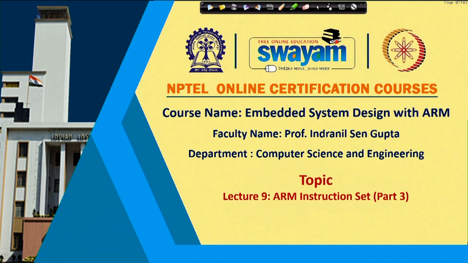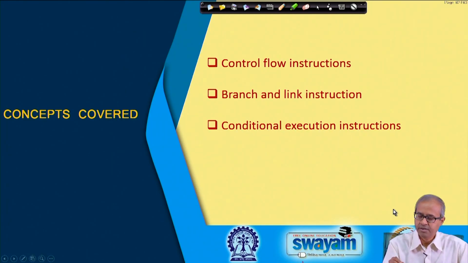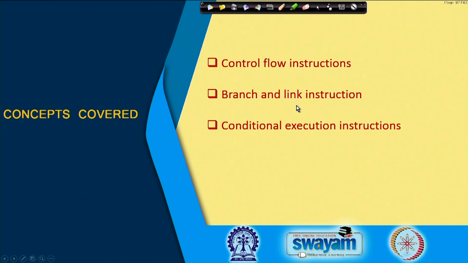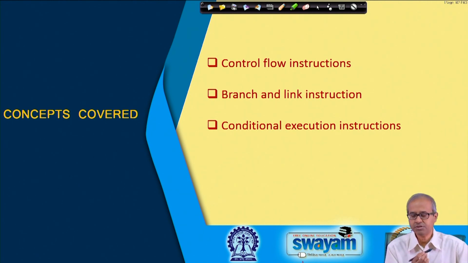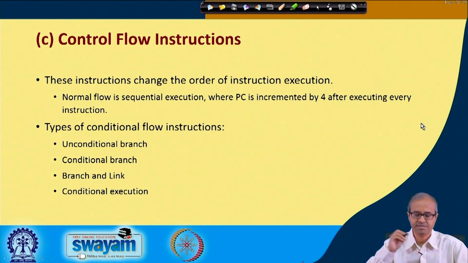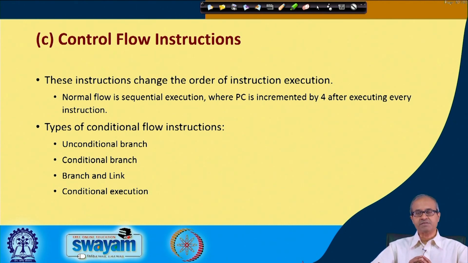So, we now discuss the control flow instructions that are available in the ARM instruction set. This is the third part of our lecture series on the ARM instruction set. Here we shall be talking about the control flow instructions. In particular, we shall be looking at the branch and link instruction, which is primarily used for handling subroutine calls, and we shall talk about the conditional execution instruction, which you can also regard as belonging to this category, control flow. Okay.